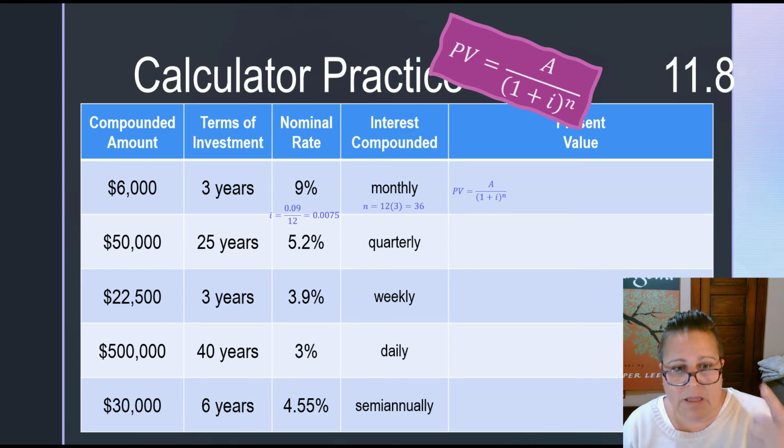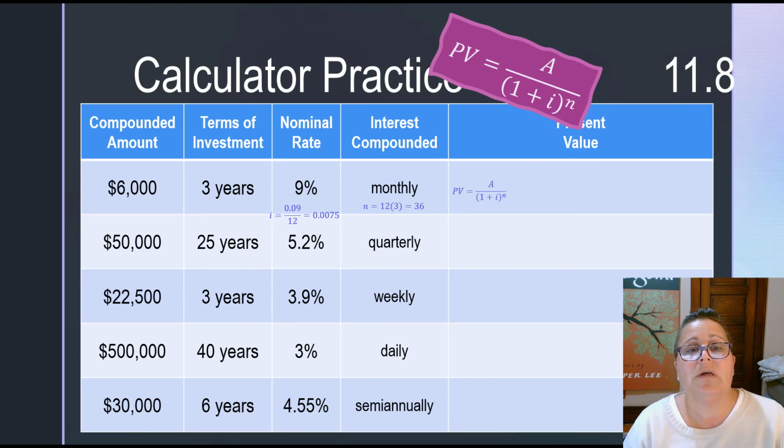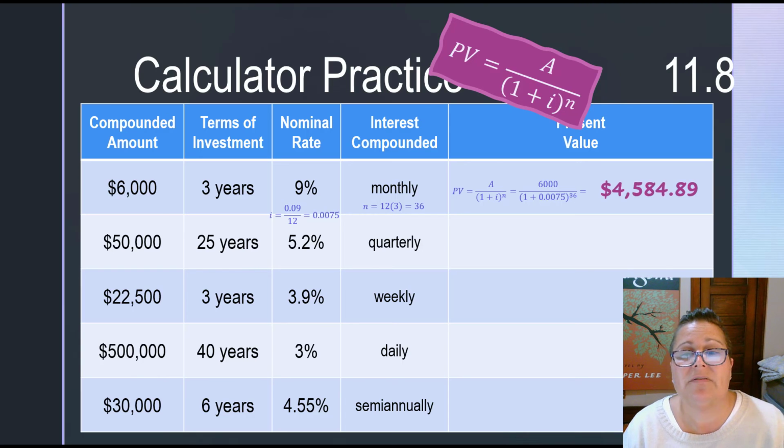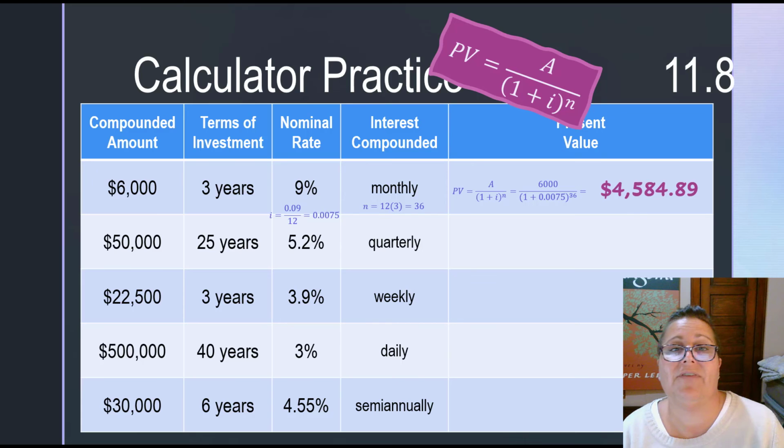The formula would be the goal amount, or the compounded amount, or the future value, divided by 1 plus i to the n, or 6,000 divided by 1 plus 0.0075 to the 36th power. If you do this, you should get $4,584.89. If you would like to have $50,000 and you have 25 years, okay, it's a lot of time. So my present value should be relatively small compared to the $50,000, because the more time you have, the further away from your goal amount you can go.